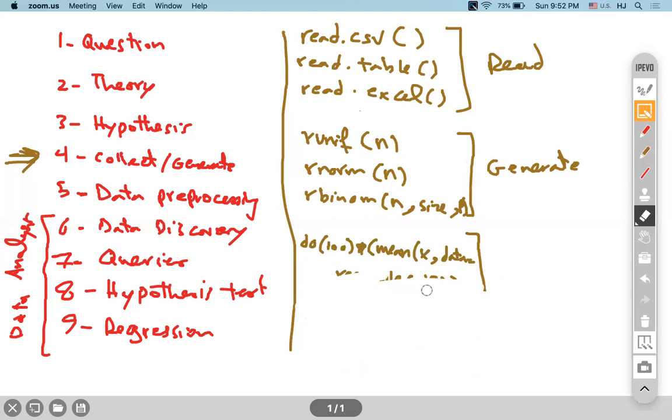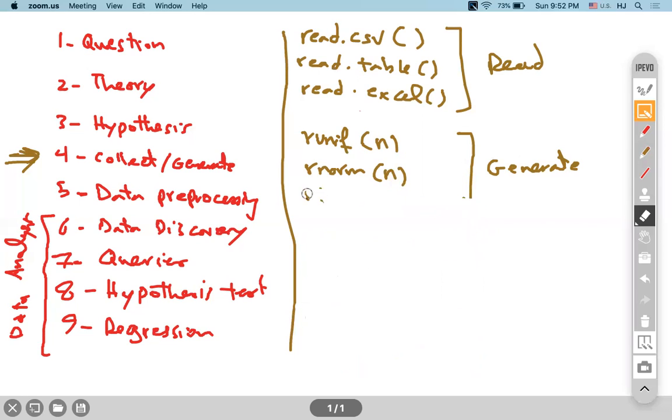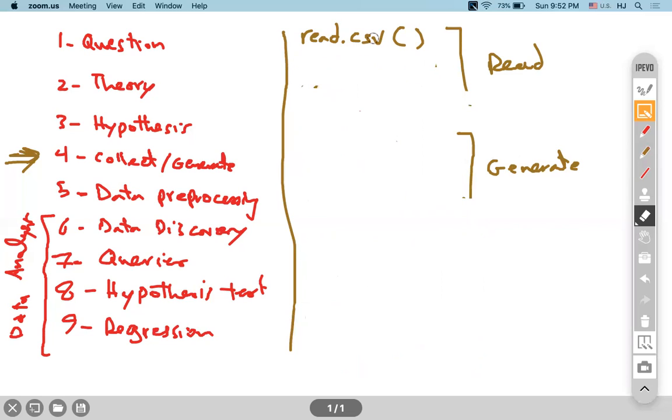Now, let me just remove that first of all. Just give me a second. Okay.